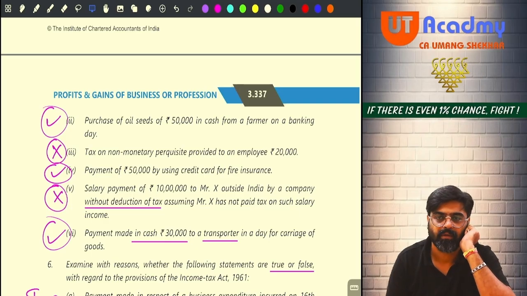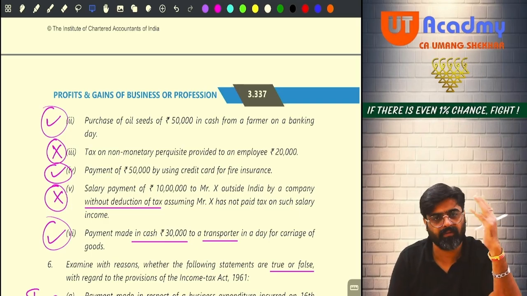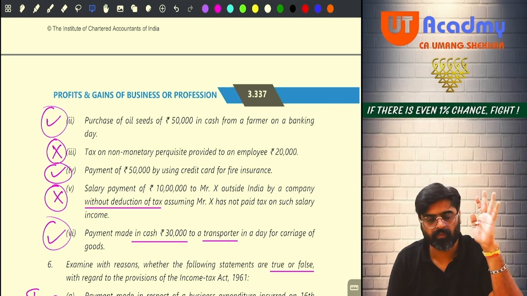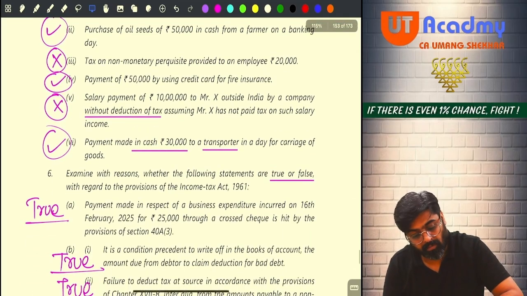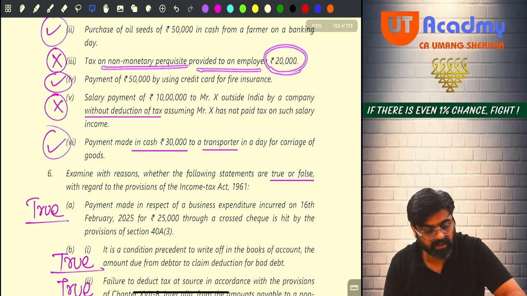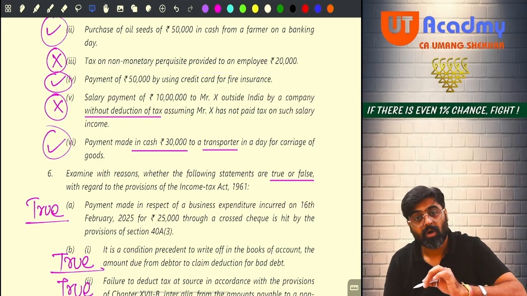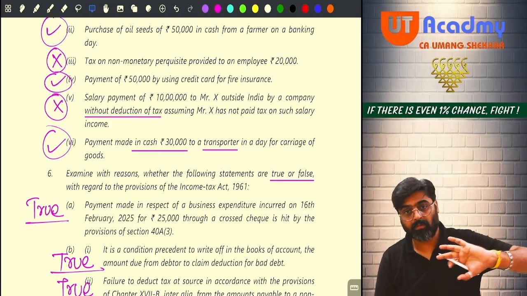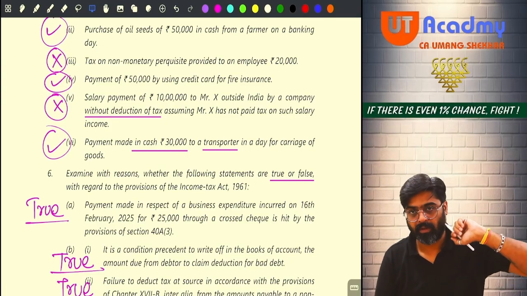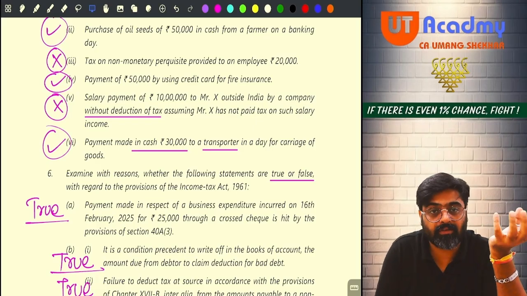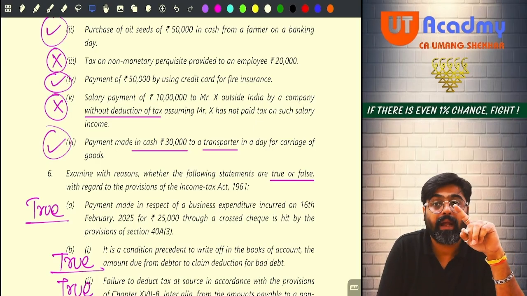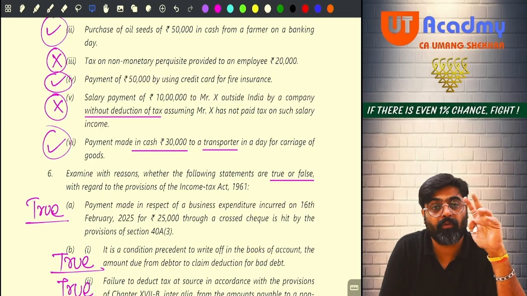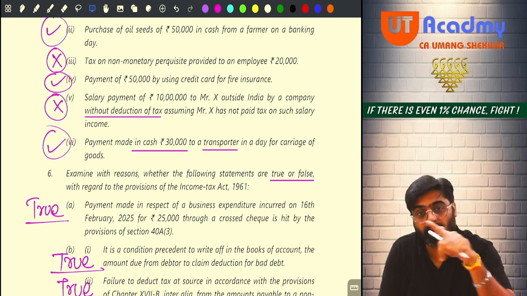Hello sir. So will this payment of 50,000 be allowed? Yes, even if it is made in cash. Even if the amount is more than 10,000, still it will be allowed. No 40A3 disallowance. Tax on non-monetary perquisites provided to employee, rupees 20,000. This is the tax on the non-monetary perquisites of the employee. How much was the tax? 20,000. Non-monetary perquisite was some amount which was given to the employee. Employee was having some non-monetary perquisites from you. And on those non-monetary perquisites of the employee, the tax which the employee was supposed to pay was 20,000. That he is not paying, that you are paying.